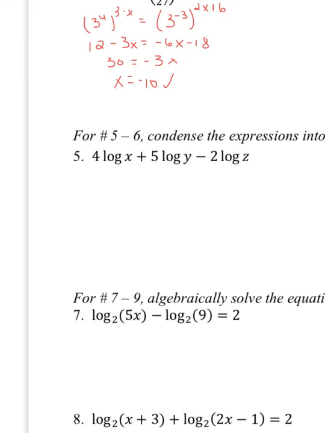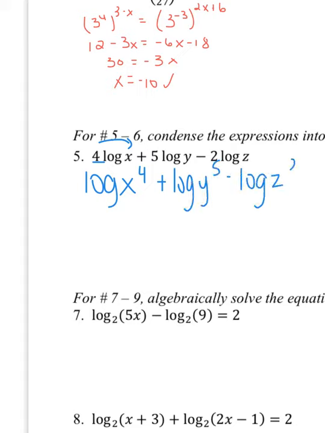So for example, with number 5 and 6, for this first one, I'm going to move my exponents, the coefficients, to become the exponent. So this is log of x to the 4th plus log of y to the 5th minus log of z squared. And then I have these two things are going to be multiplied because of this plus sign.